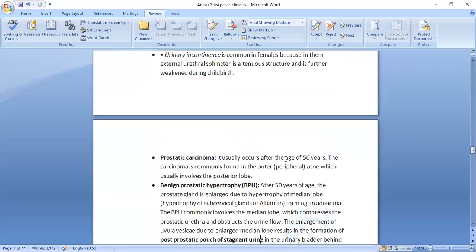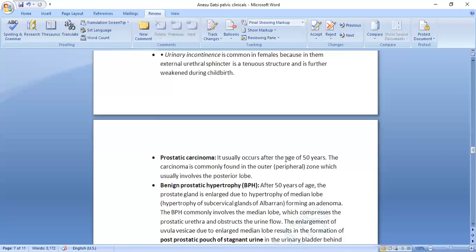For the prostate, you can have prostatic carcinoma or benign prostatic hypertrophy, which we earlier alluded to as one of the causes of blockage of urine leaving the bladder. Prostatic carcinoma is more common in those aged 50 years and above, and this cancer is more common in the outer peripheral zone of the prostate.